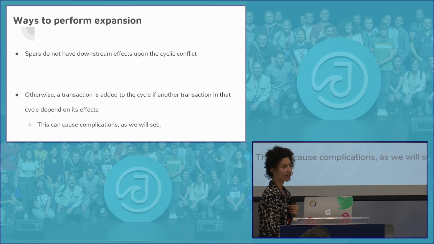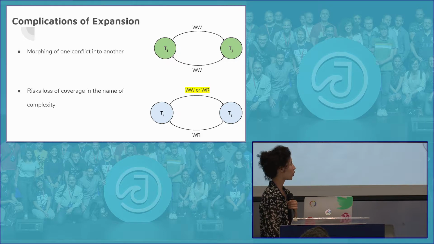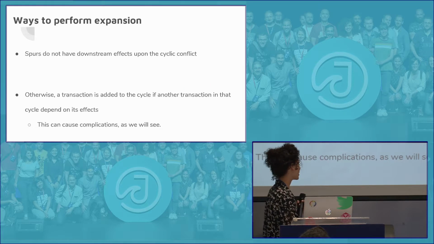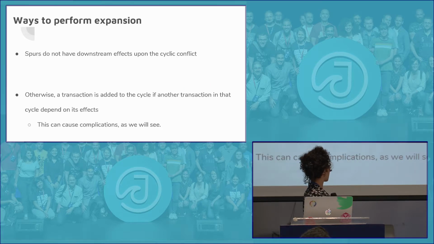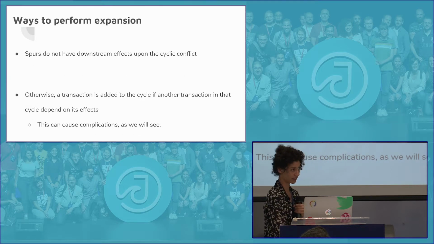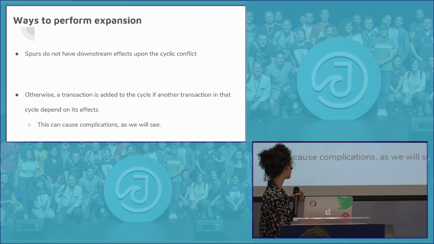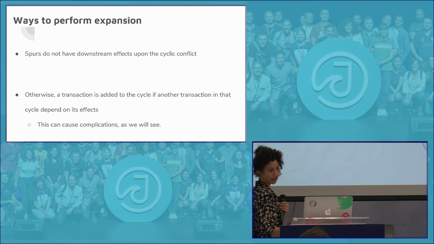So there are a couple of different ways to perform expansion. When we've got the cycle that we're starting from, we can either increase the cycle itself, increase the size of that loop, or we can increase the breadth of the graph. We can add spurs, which don't have downstream effects on the cyclic conflict. There are going to be restrictions to the addition in this.